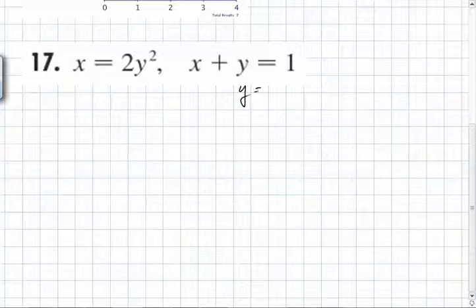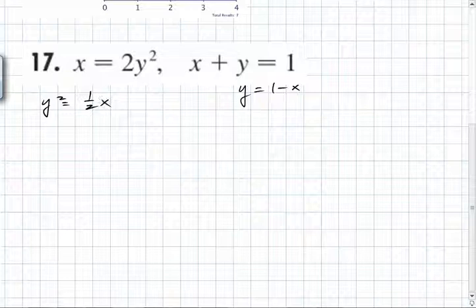Y is equal to 1 minus x, mainly because what we think of as graphing functions, we tend to like isolating y, correct? Yeah, it's just that with the y squared, you just have to do 2, right? I mean, you know that y squared is equal to 1 half x. So y is going to be equal to plus or minus the square root of x over 2. Are we okay with that so far? So it's a sideways parabola. So what does this thing look like?